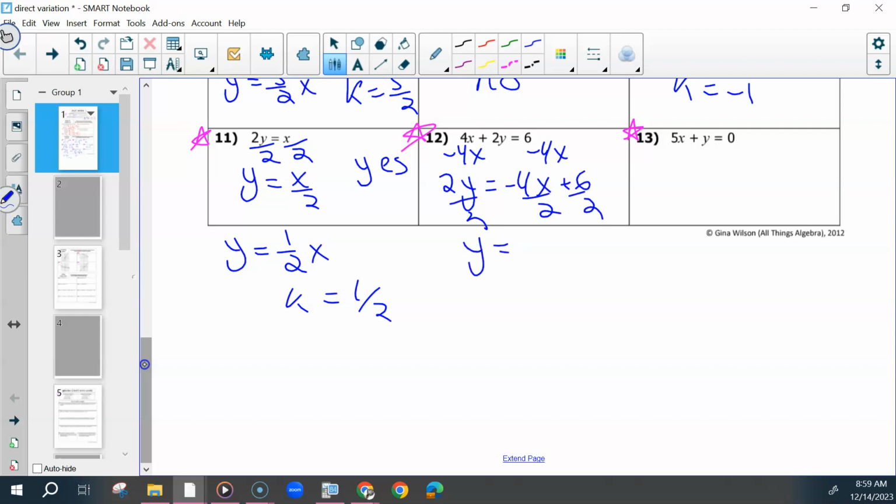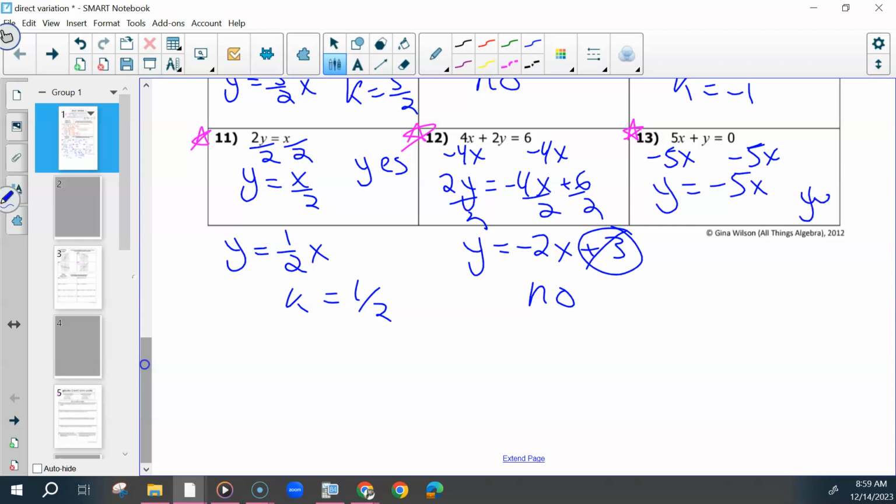Because we're dividing this by 2 and this wasn't 0, this is going to give us some y value that is not 0. So it would not be direct. What about 13? Yes. Because if I subtract this over, I still get y-intercept of 0, and I have my constant. Right, so that is how you can tell if something is direct based on the equation. Now we're going to talk about how to find that from a graph. So when you finish, go on to the next page.